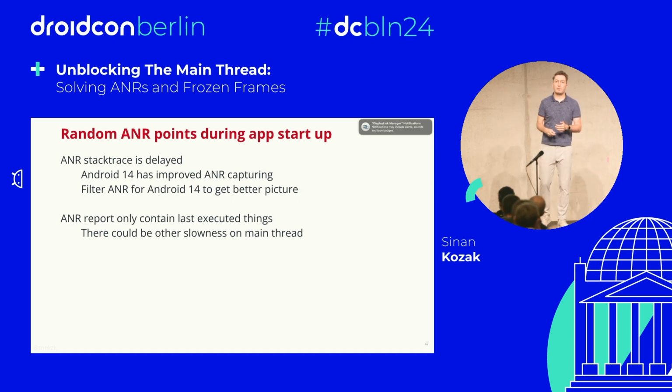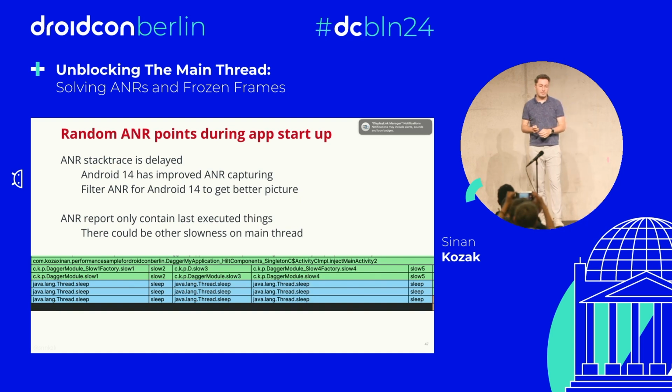I highly suggest when you're looking at the ANRs, filter for Android 14, because they reduced the ANR capturing threshold from 30 milliseconds to 50 milliseconds. That means you will get a more accurate stack trace about what you need to optimize. That's not ideal because runtime is also optimized in Android 14. There will be fewer ANRs, but at least it might give you some indication where you can start to fix and point out the inefficiencies.